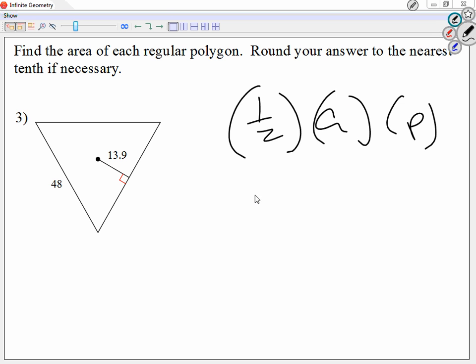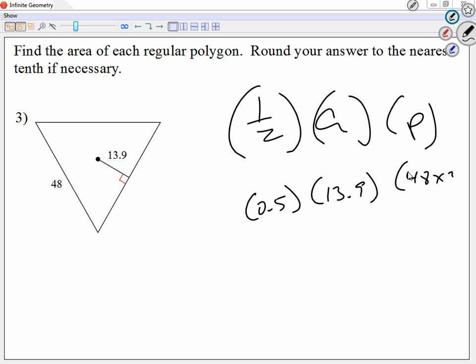So 1/2 in decimal is 0.5. The apothem in this case is 13.9. For the perimeter, I'm going to go 48 times 3. If each side is 48, there's 3 sides, so that's why 48 times 3. Multiply all that, and you should get 1,000.8. I'm writing it to the nearest tenth, 1 decimal place.